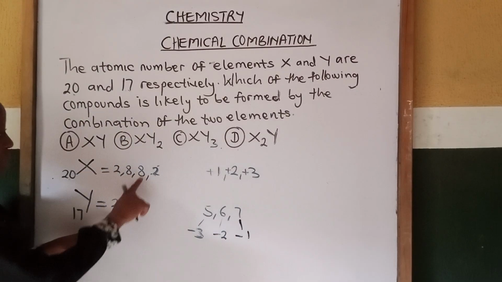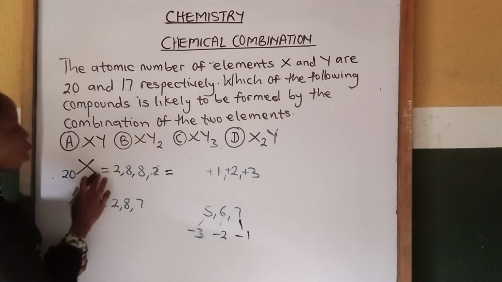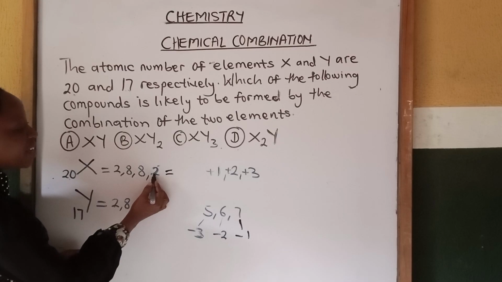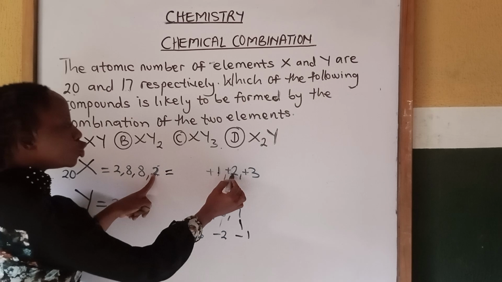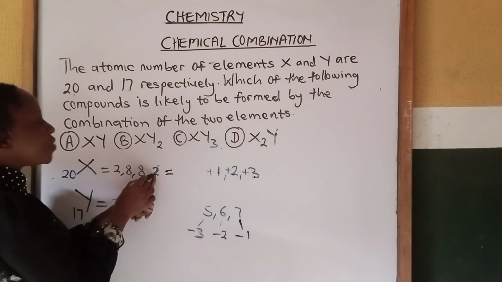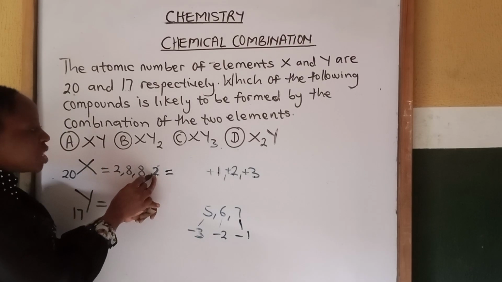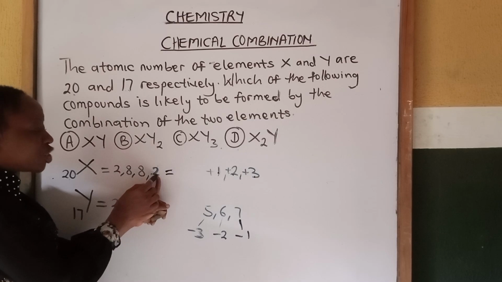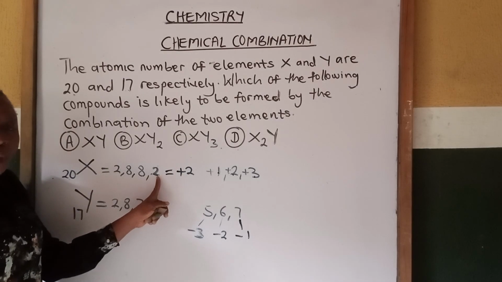So let's come back to the first one. What will be the charge for element X? Element X has a valence electron of 2. Don't forget that elements with 1, 2, and 3 valence electrons are positively charged, so the number of their valence electrons is the number of their charges. This one has 2 valence electrons, so the charge on it will be plus 2.